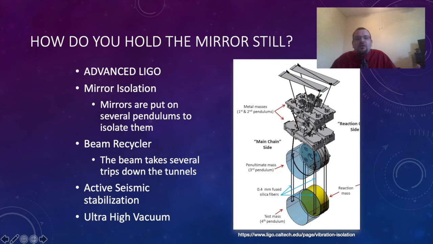And then they have other fancy things like active seismic stabilization. Basically, they have motors to move the anchors just a little bit in order to counter any earthquakes or UPS trucks driving by. And then they have one of the best vacuums on Earth. There are fewer particles in their vacuum than there are in the vacuum of space. So it's a very, very empty area in order to keep random molecules from interfering with the laser light.